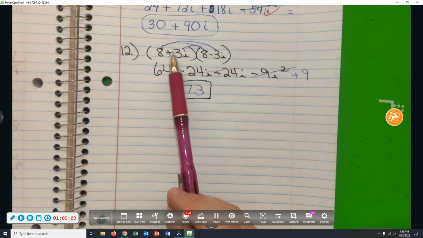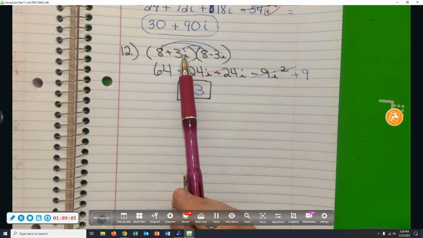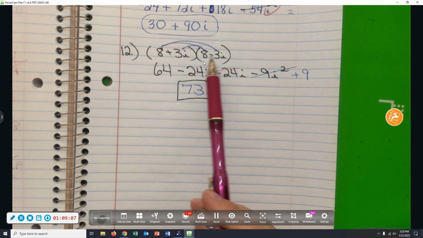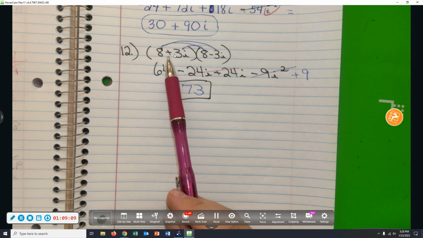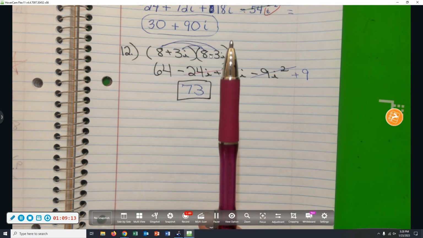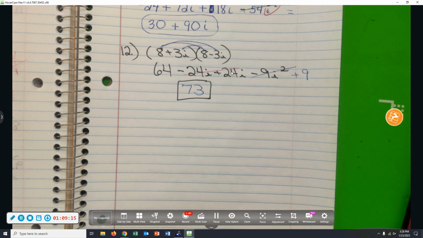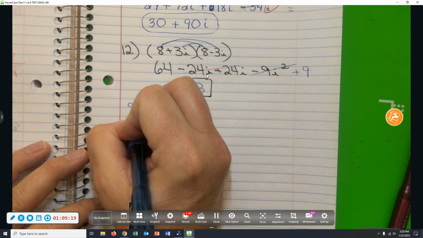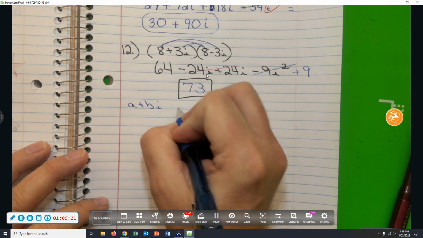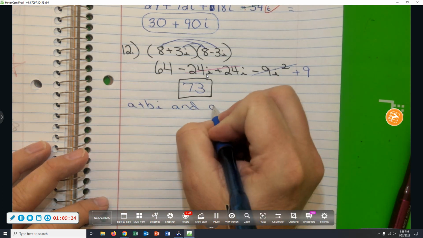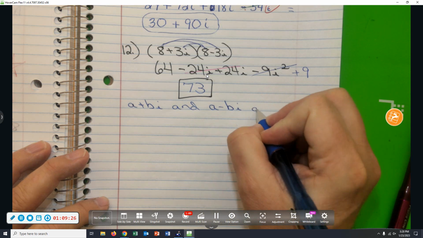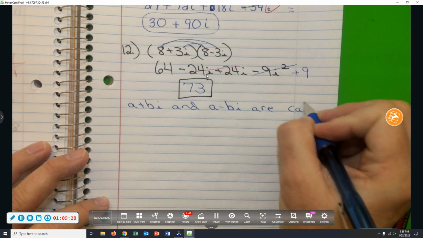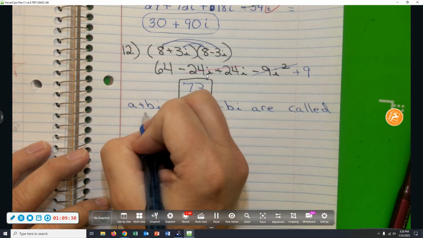Perfect. Notice you have the same terms in the multiplication. The only difference is the sign connecting them. You had one positive and one negative. Complex numbers in that form are called conjugates. a plus bi and a minus bi are called conjugates.